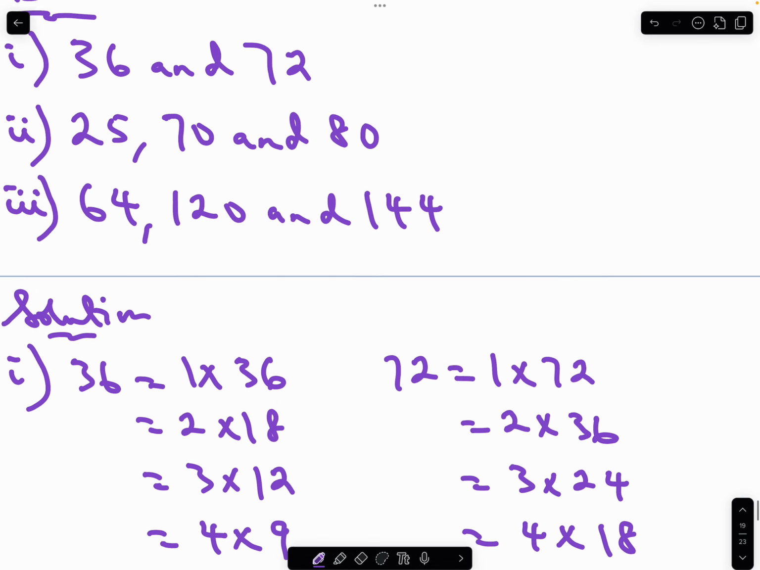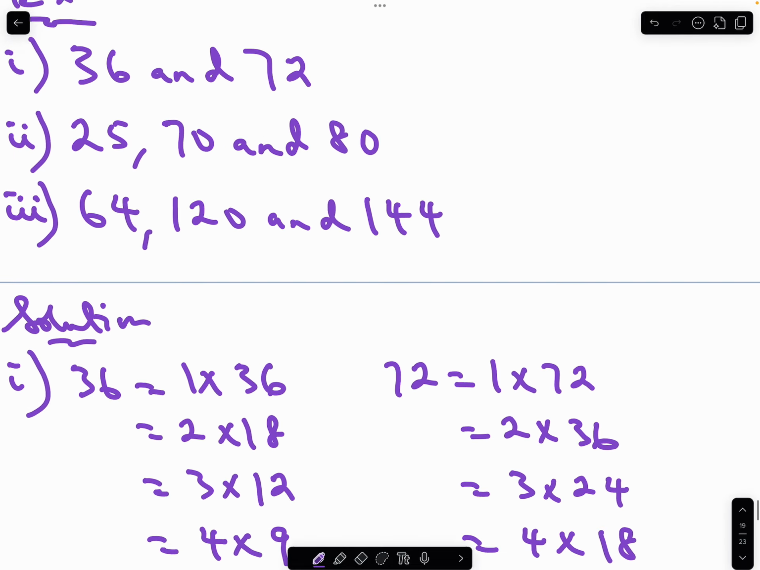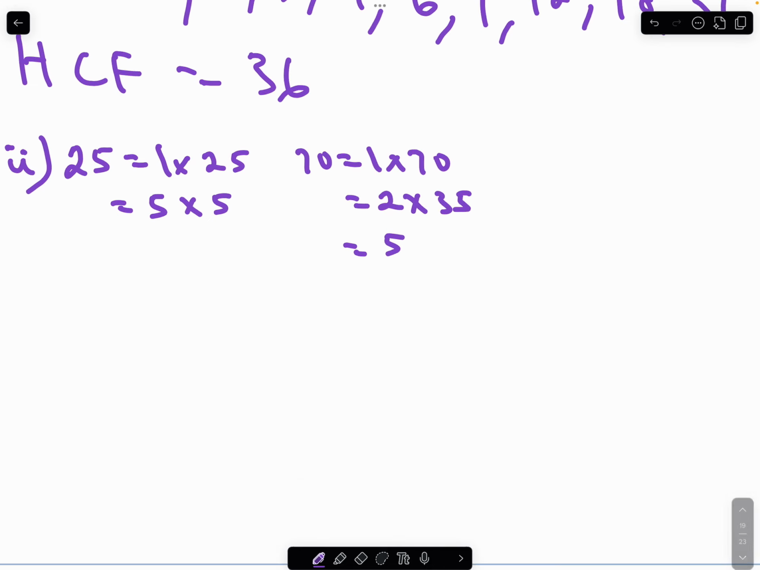Find the common factors of 25, 70, and 80. 25 is 1 times 25, and it's also equal to 5 times 5. 70 is equal to 1 times 70, 2 times 35, and what else? 5 times 14, and what else? 7 times 10. And that's all.